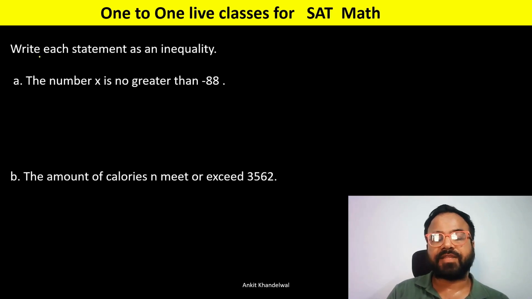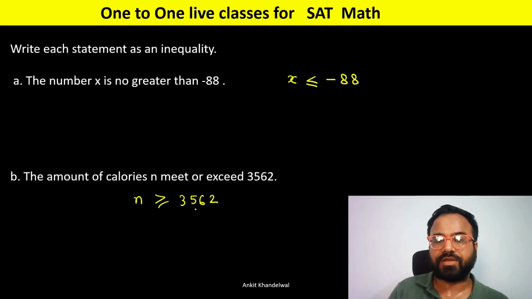Now look at this. It says write each statement as an inequality. The number x is no greater than minus 88. No greater than minus 88 means it is either equal to minus 88 or less than minus 88. So we can say x is less than or equal to minus 88. The amount of calories n meets or exceeds 3562. It means either it is equal to 3562 or it is exceeding. So n is greater than or equal to 3562.